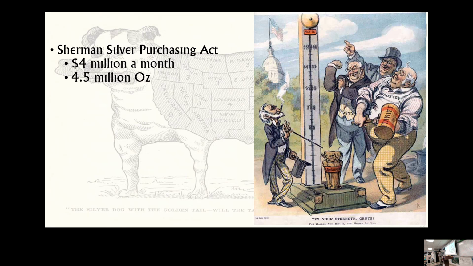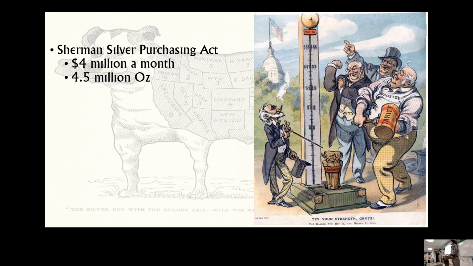Well, the thought was when they did this, the assumption, it's not in the law, the assumption was they're going to buy this and mint silver dollars. Why? Farmers wanted inflation. They wanted prices to go up so they could start paying back their, what's the number one problem with farmers? What's the problem that farmers have?